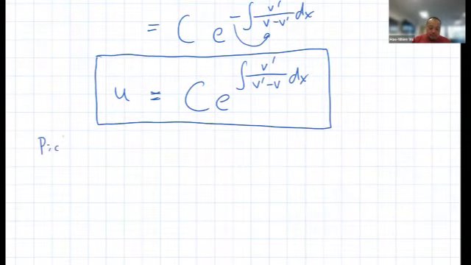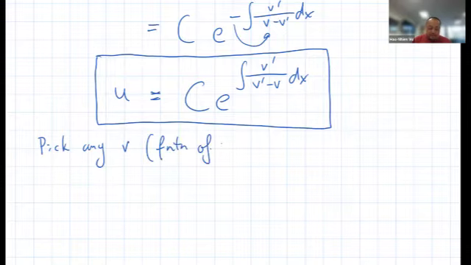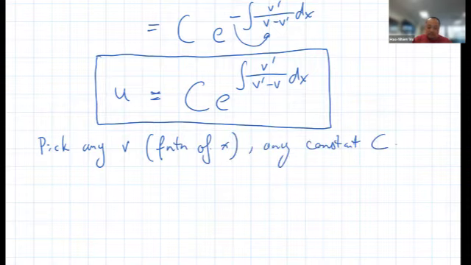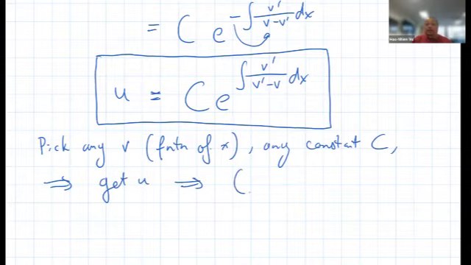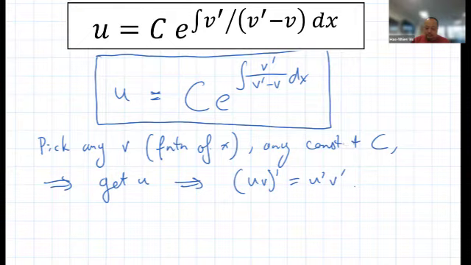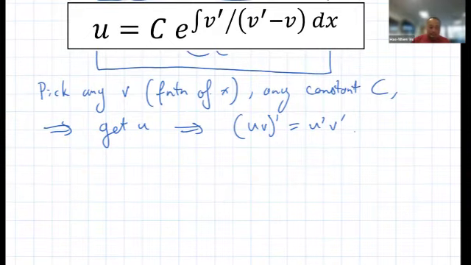What it means is you pick any v that's a function of x, any constant c, and then you can get u, and then for that combination of u and v, you will have uv prime is equal to u prime v prime like that. Infinitely many solutions. So let's do an example.